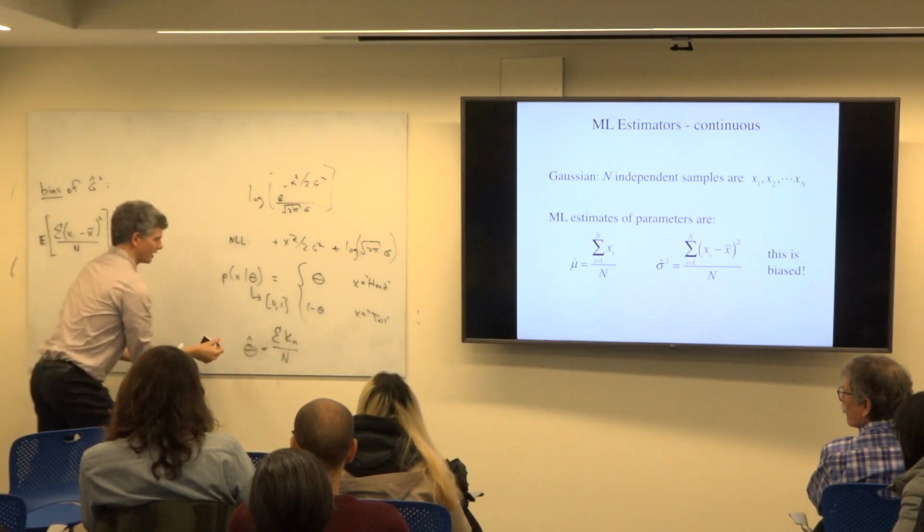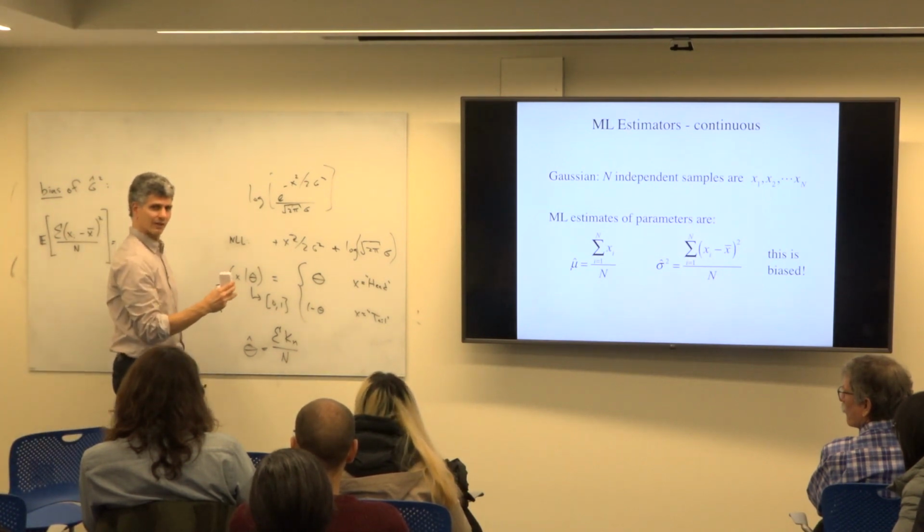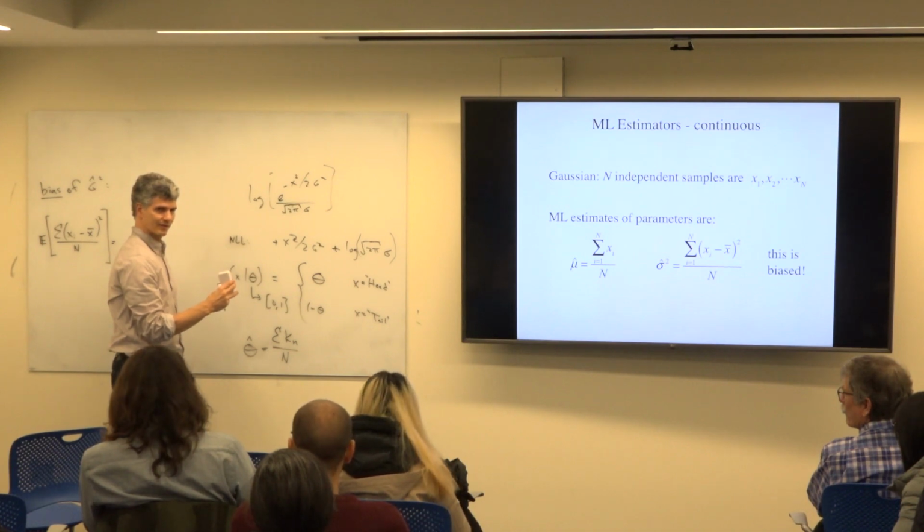How many of you have seen this before? Anybody? The bias of an estimate of the variance?